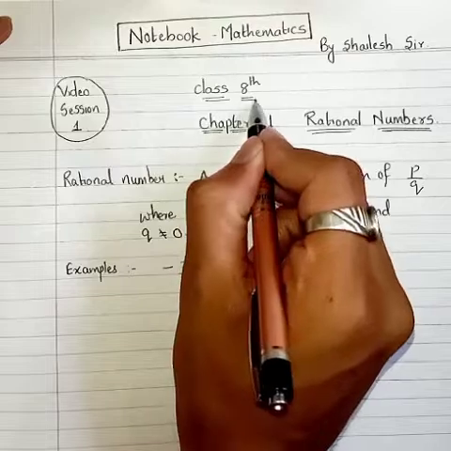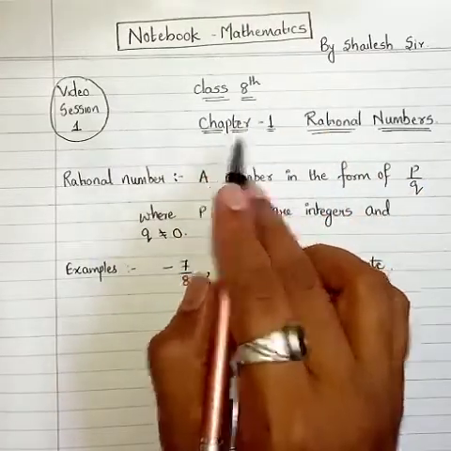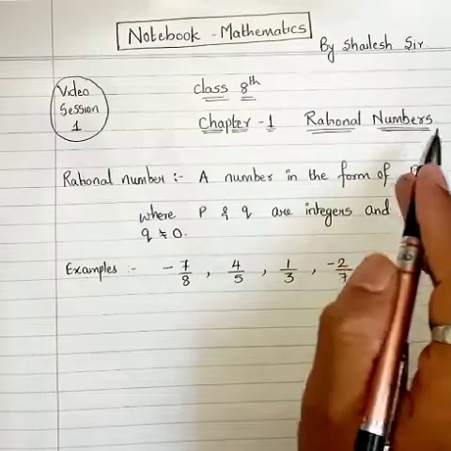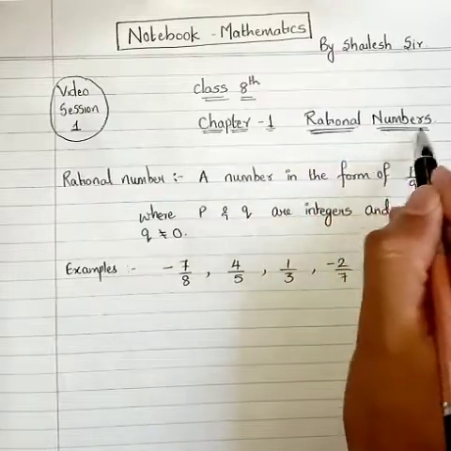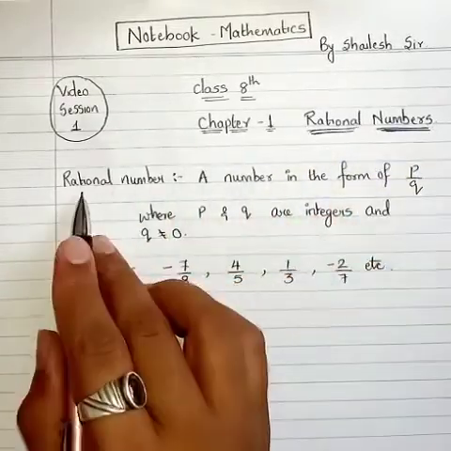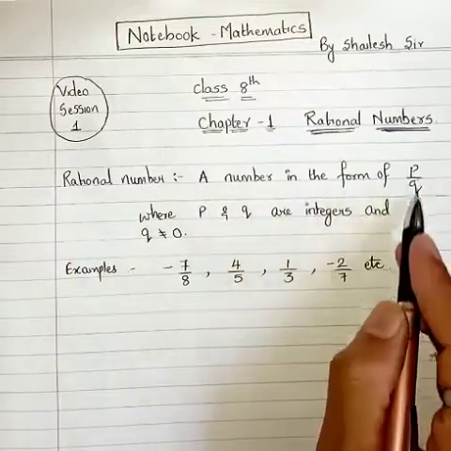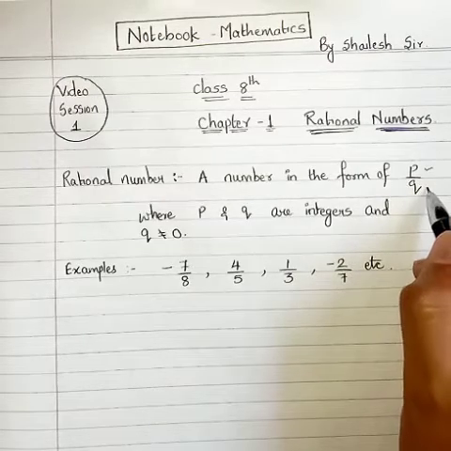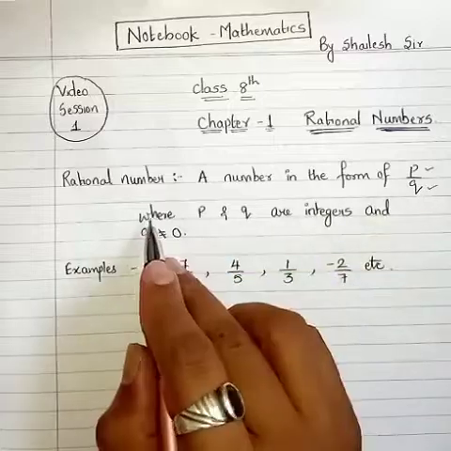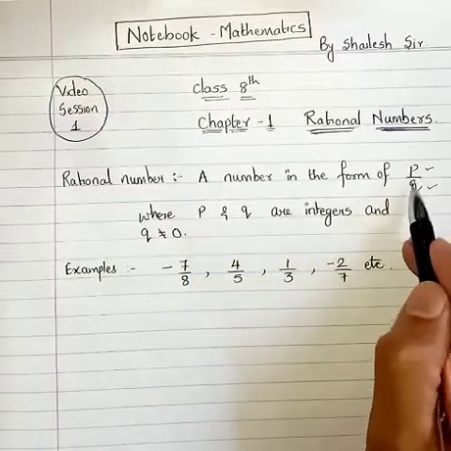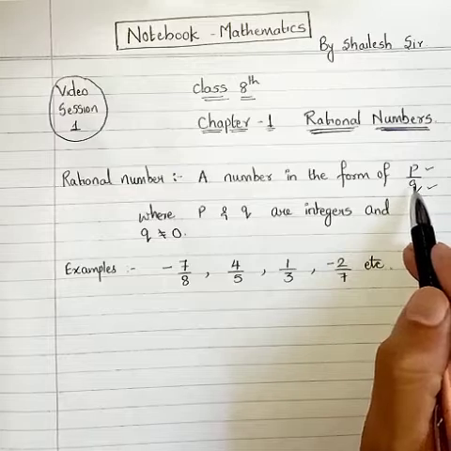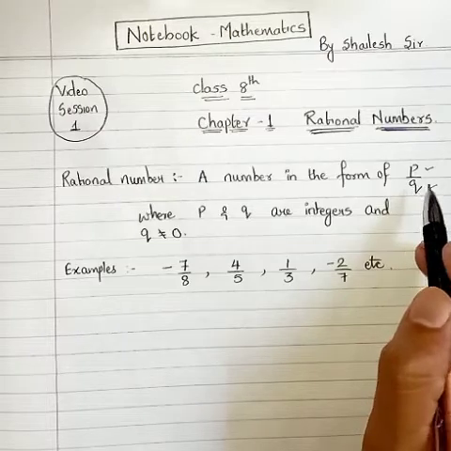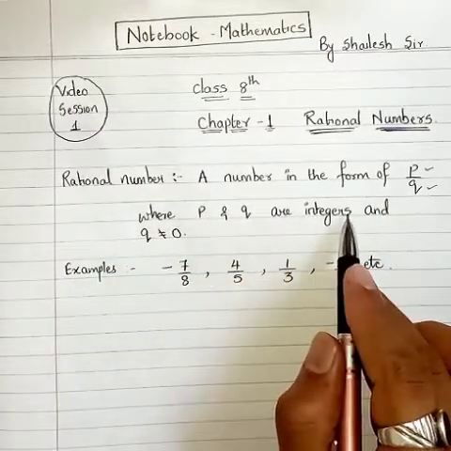For class 8th, we will start from chapter number 1, that is rational numbers. Coming to the introduction part, as we have seen in class 7, the definition of a rational number is a number in the form of p by q, which means something will be in the numerator part and something in the denominator part, where p and q are integers. Integers means the numbers which contain positive numbers, negative numbers as well as 0.